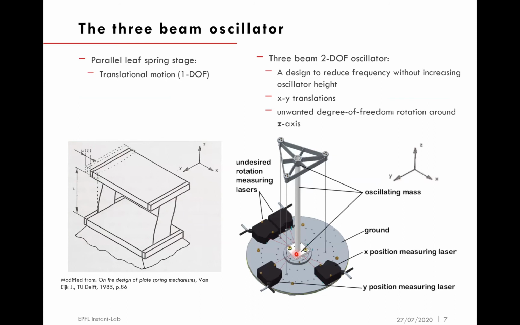This part serves as a target for a first set of distance measuring lasers, which determine the x and y position of the oscillating mass. There's also an extra set of lasers which determine whether the unwanted degree of freedom in rotation is excited or not.